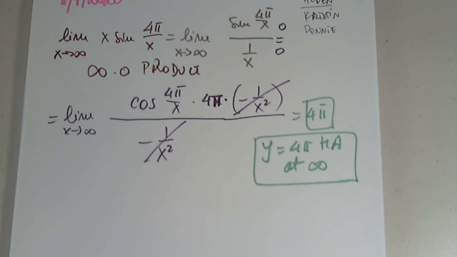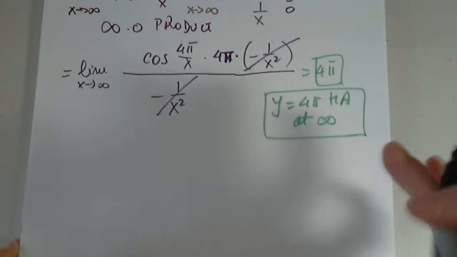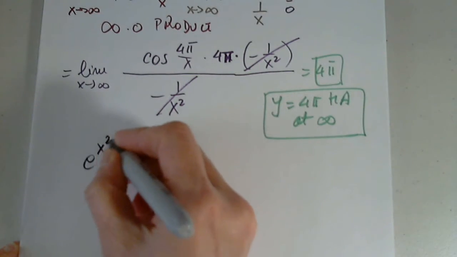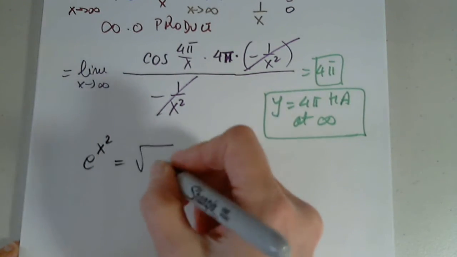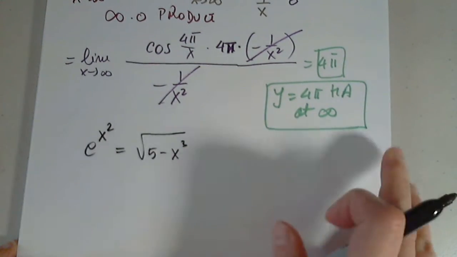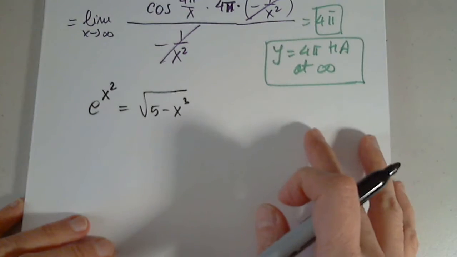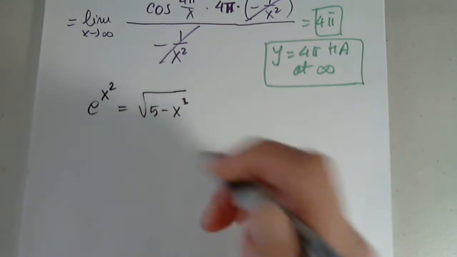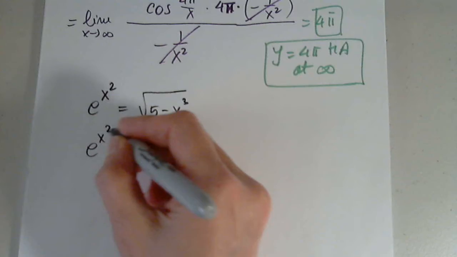Can we do a Newton's method one? Yes, any problem, please choose. Okay, I have e raised to the x squared equals the square root of 5 minus x cubed. Great job. So first of all, I have this.